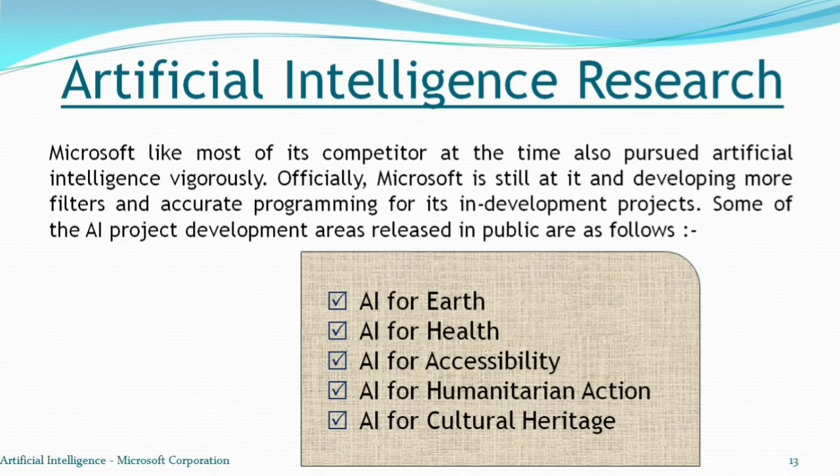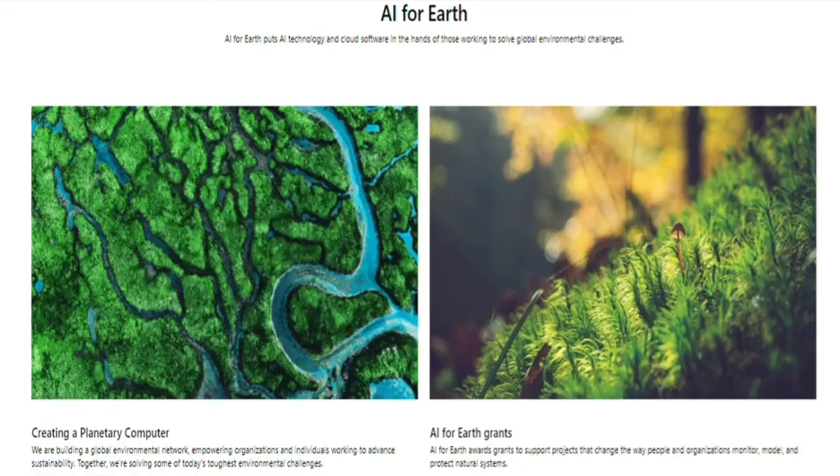Coming to the artificial intelligence research conducted by Microsoft, a leading competitor in the field of artificial intelligence, Microsoft has divided artificial intelligence research into 5 major components. That is artificial intelligence for Earth, artificial intelligence for health, artificial intelligence for accessibility, artificial intelligence for humanitarian action, and artificial intelligence for cultural heritage. Let's see each topic one by one.